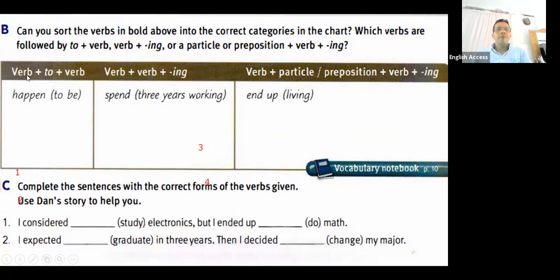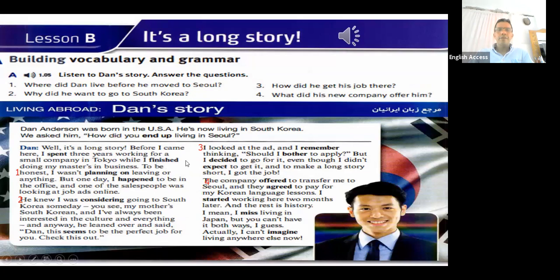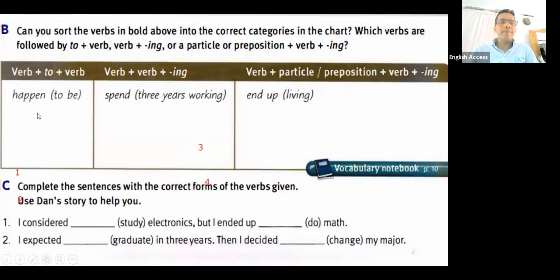Follow the instructions. Verb plus to plus verb, and verb plus verb plus ing. Those are here. Remember, these are in different tenses. Some of them are in past tense, some of them are in present continuous or past continuous. Simple present, so you need to use the base verb.